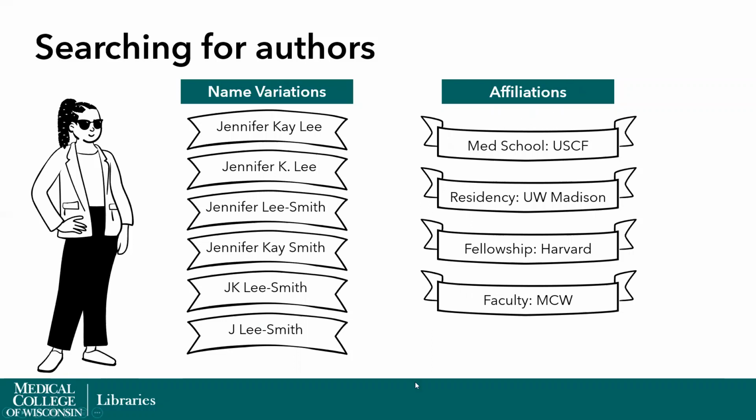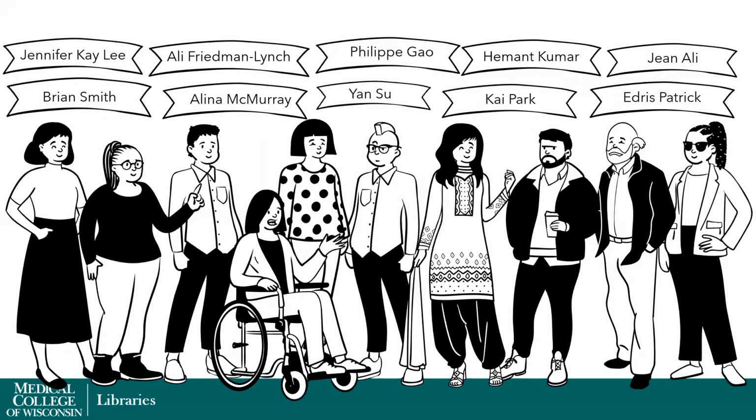So searching for this particular person can be challenging because of the different variations of their name and the different affiliations that they've been associated with. And when you put it all together and you've got a research team with people who have common names and people who have name changes and people who have unique names, it can be a complicated process the more people you add to that group whose publications you need to look up. So that's one thing to be aware of when you're creating these searches.